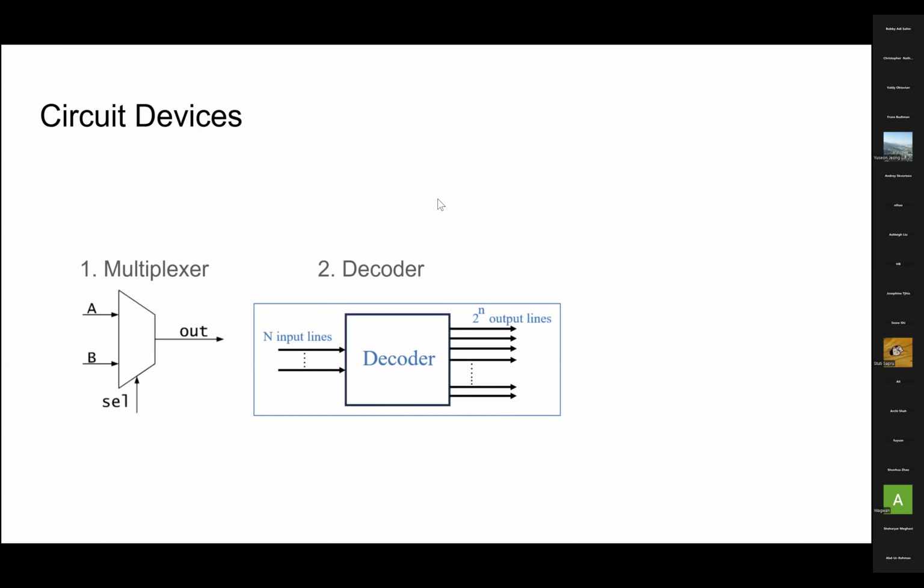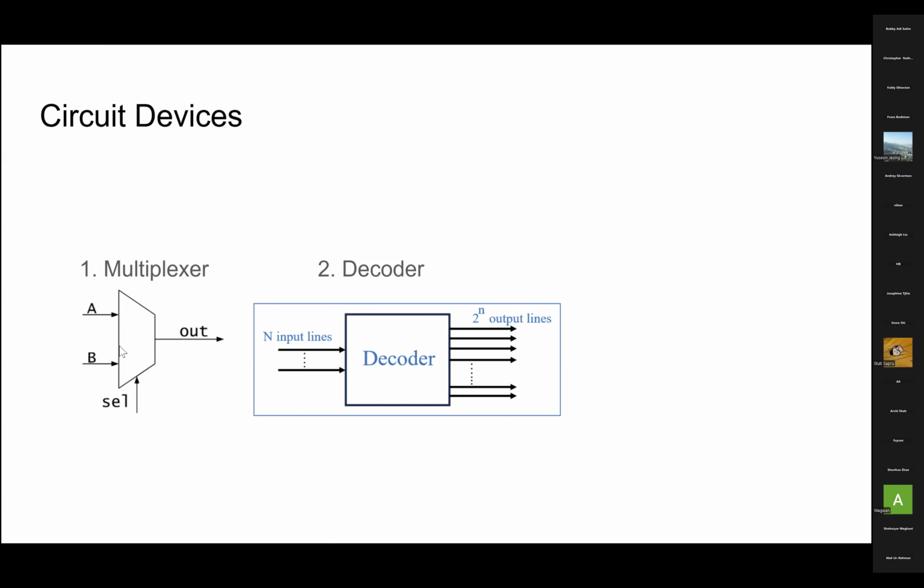A few of the circuit devices that are mentioned in your lecture: the first one is a multiplexer. A multiplexer takes in many inputs and you choose a selector, which basically chooses which of the inputs you want to put out. So if the selector is 0, it generally goes to A. If the selector is 1, it'll go to B. And if you want to have more inputs, you just have to make sure that you have enough bits for the selector.